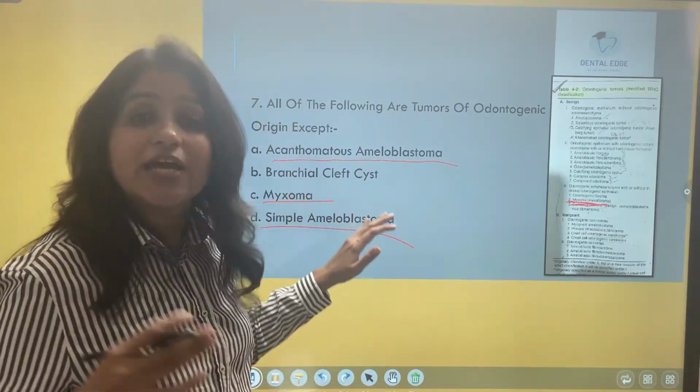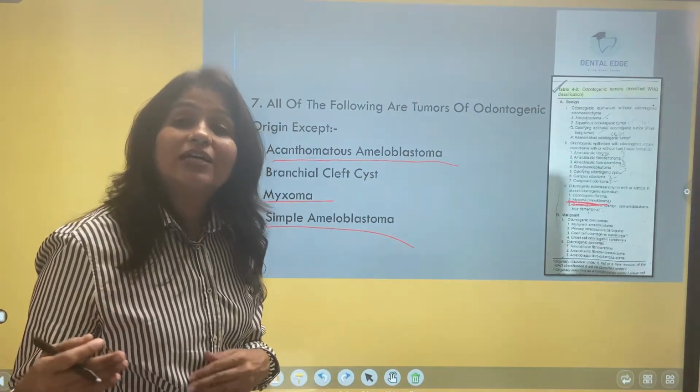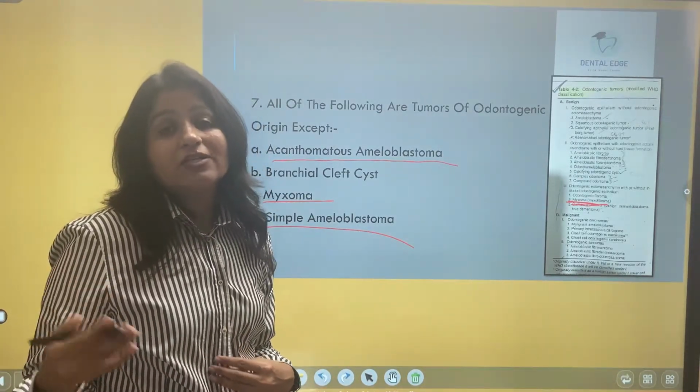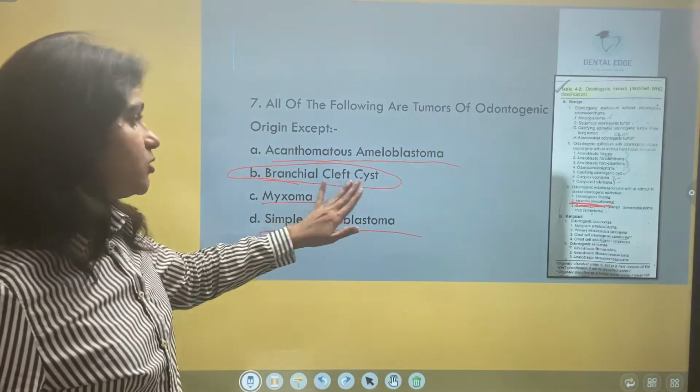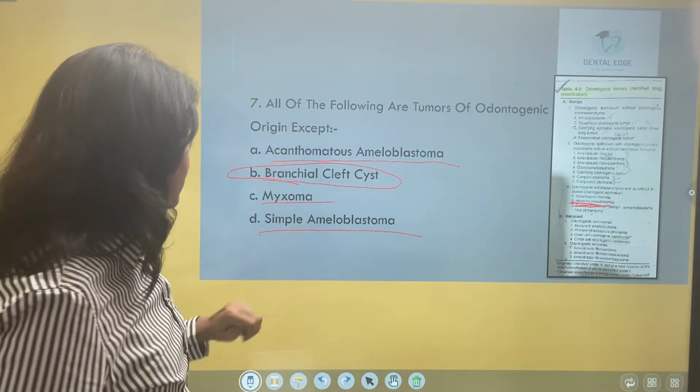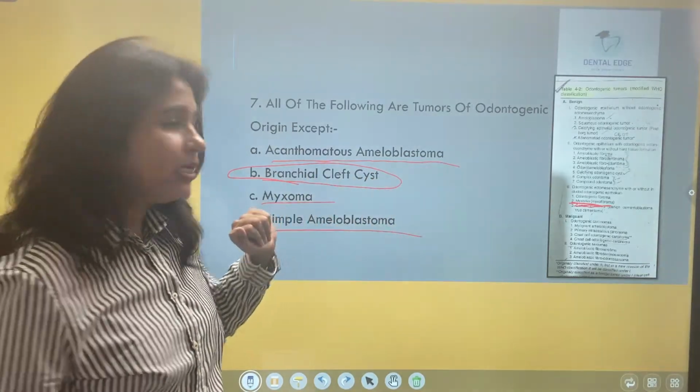This is a congenital anomaly and it develops from the pharyngeal remnants or the pouches. So the correct answer is branchial cleft cyst. It's not an odontogenic tumor. The rest all are odontogenic tumors.